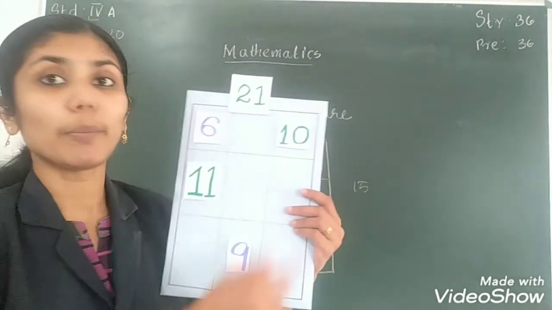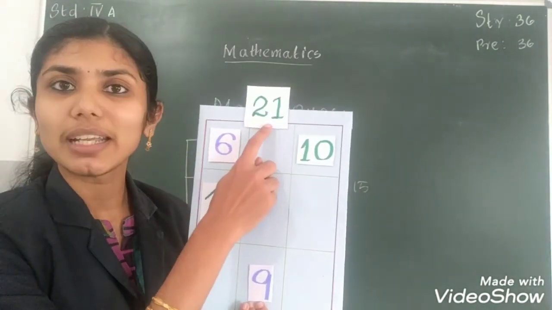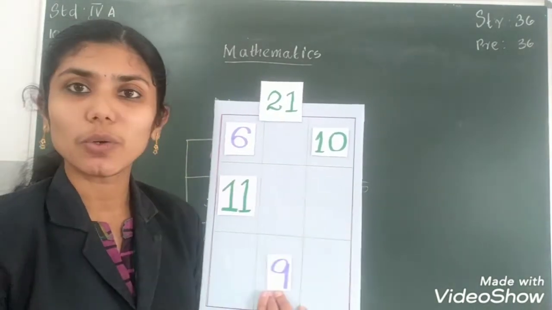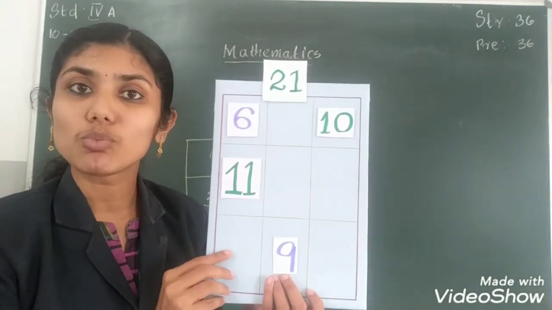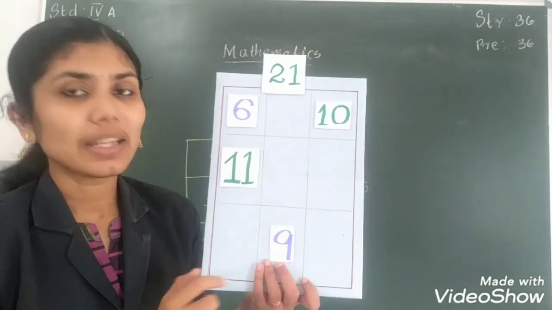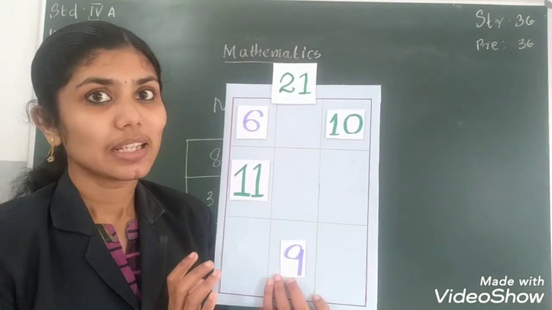So now we will complete this magic square. Okay, so here we need to find the magic sum as 21. So the sum of the rows, columns and the diagonals must be 21. So here we have 6, 10, 11 and 9 with us. Okay, so let's fill this squares.